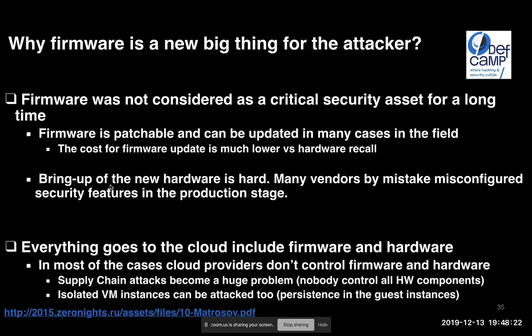And why is firmware a new big vector for the potential attacker? Because in many cases, firmware was not considered a critical security asset for a long time. And firmware is patchable, which means the hardware vendor can fix things all the time, right? So the cost of a firmware update is much lower than hardware. It's exactly why in most cases hardware vendors focus on hardware bugs and problems first, and only then care about the firmware.